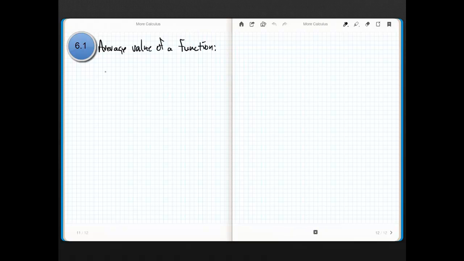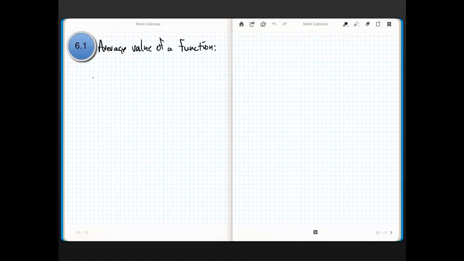We're going to do another really easy section out of Chapter 6. Chapter 6 is crazy because half of it is really hard and the other half is just, wow, this is the easiest thing I've ever done. By the time you're done with this video, hopefully you'll have an understanding of what the average value of a function is. We'll also throw an example in there for you.